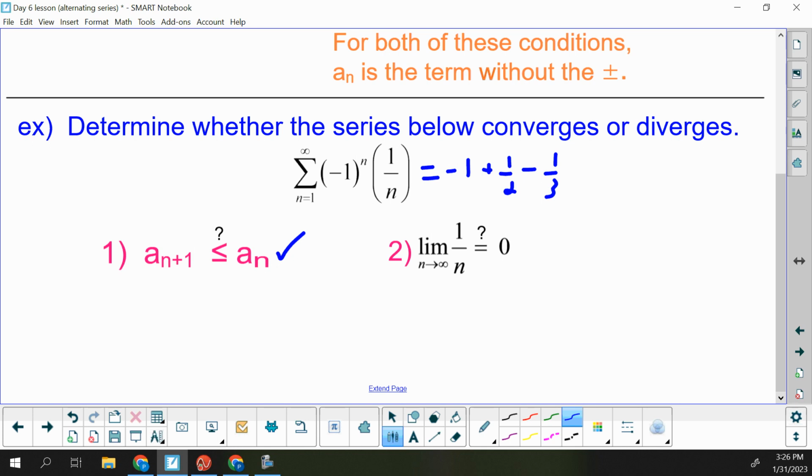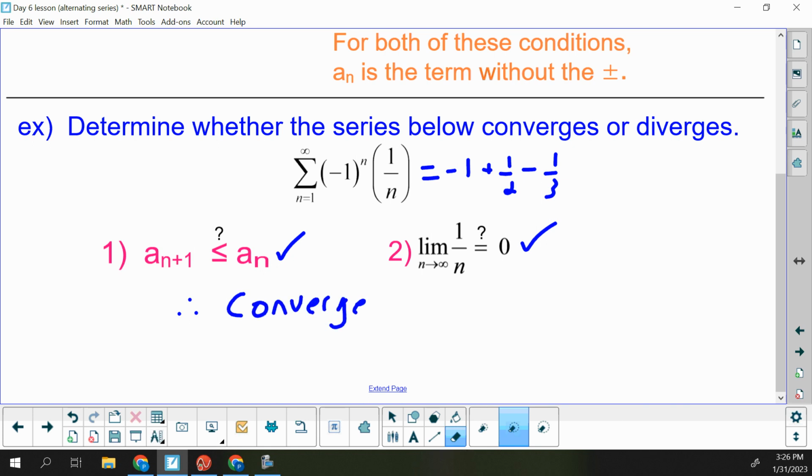Are the individual terms approaching 0? Well, as that denominator keeps getting bigger, they will approach 0. So we can check that off. And so we can now just make our conclusion. So therefore, because there's only one series, we can say therefore converges by the alternating series test.